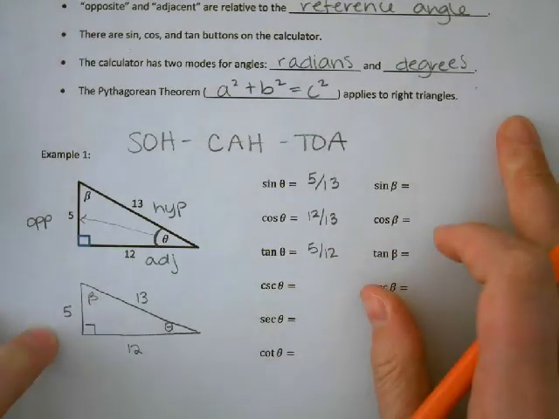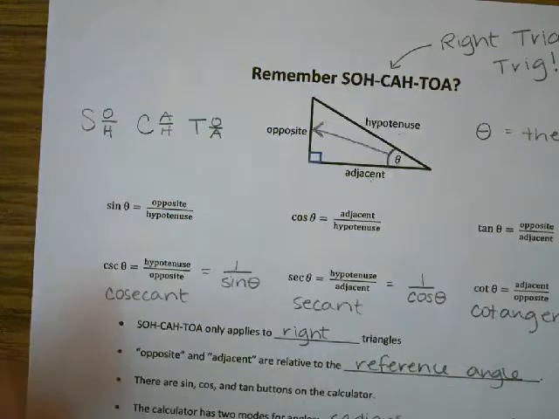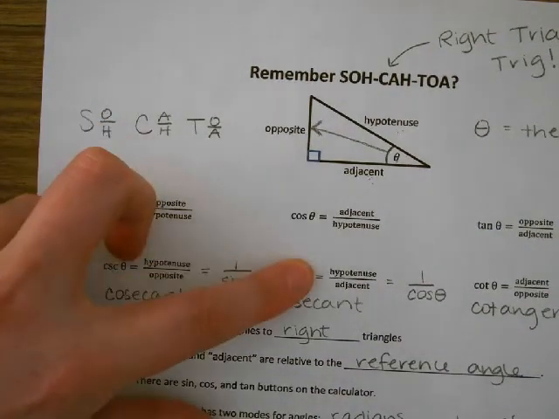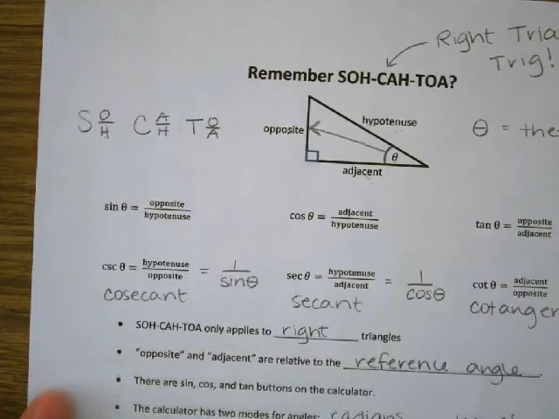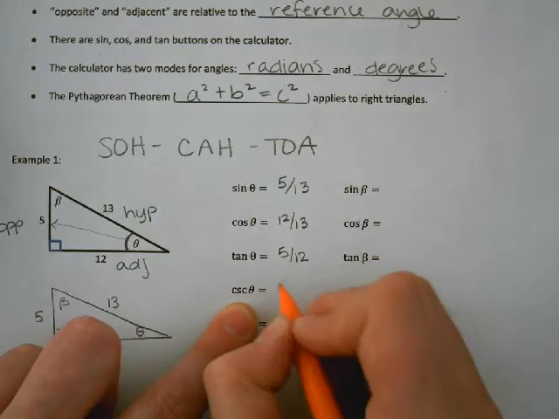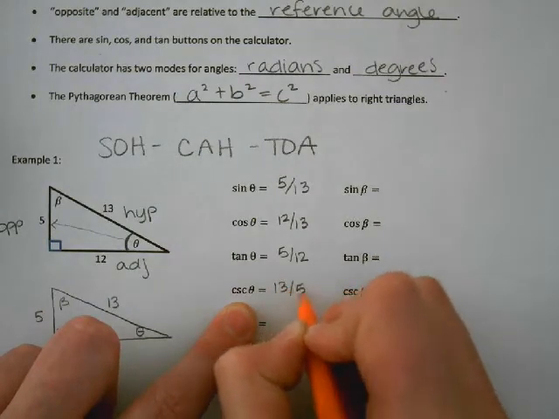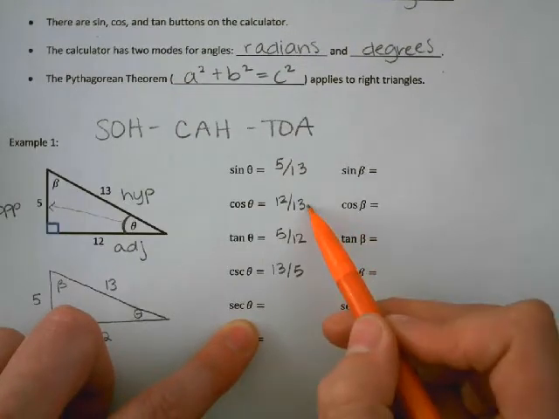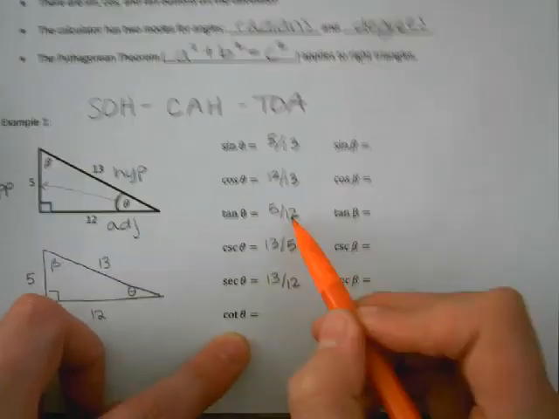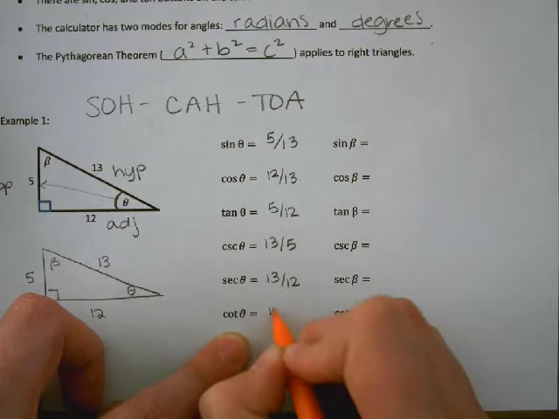And then if we look back at the top, to get the other three, you just flip it, flip it, flip it. So for cosecant, I'm going to take sine and flip it, so that would be 13 over 5. For secant, I'm going to take cos and flip it, so that would be 13 over 12. And for cotangent, I'm going to flip tan, and that would be 12 over 5.